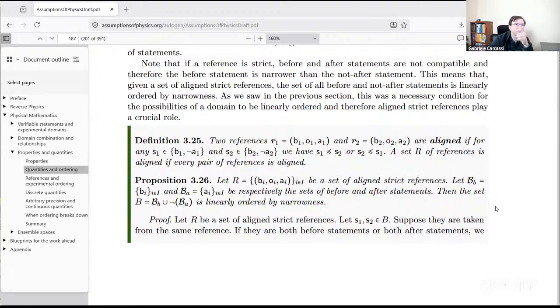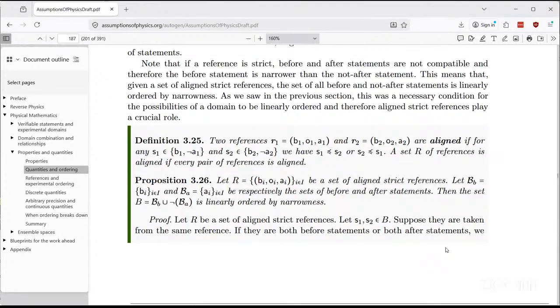And again, there is always this trick that you're flipping the after to be not after, and that inverts the order. And then all those things have to be set so that they keep increasing. But when we say given a set of aligned strict references, instead of all before and not after statements, we mean statements like before R1 and not after R2, or are those excluded?